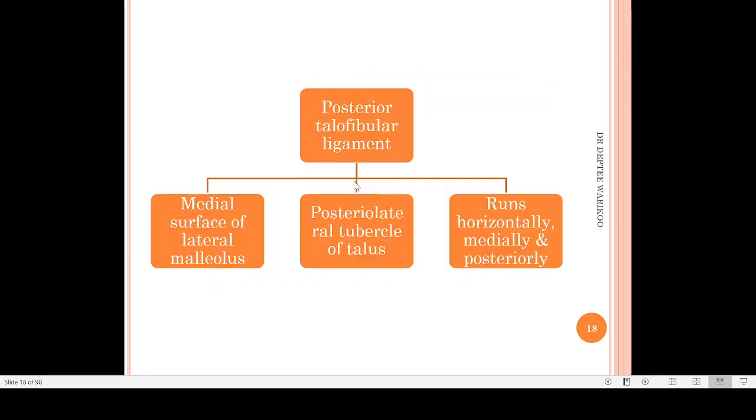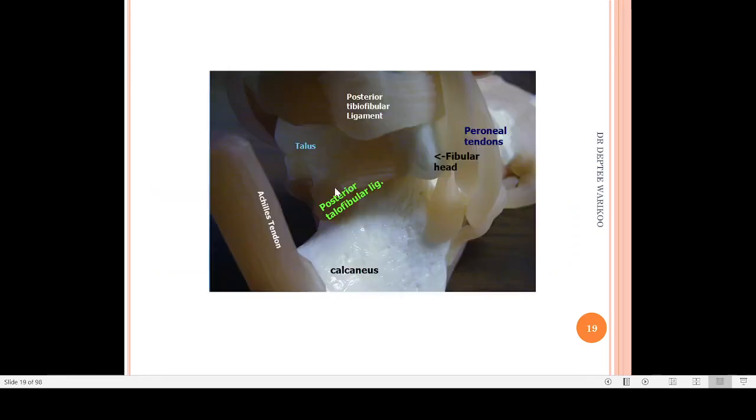Then we have the posterior talofibular ligament. It is from the medial surface of the lateral malleolus to the posterior lateral tubercle of the talus and runs horizontally, medially and posteriorly. This is the posterior talofibular ligament.